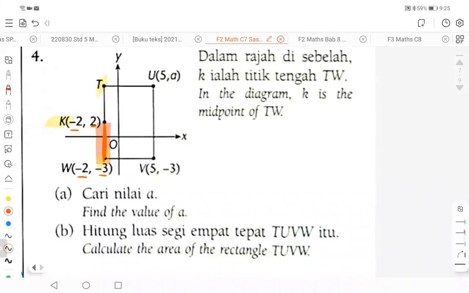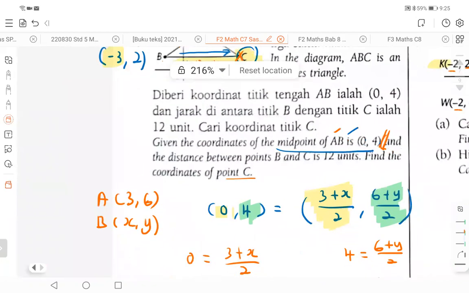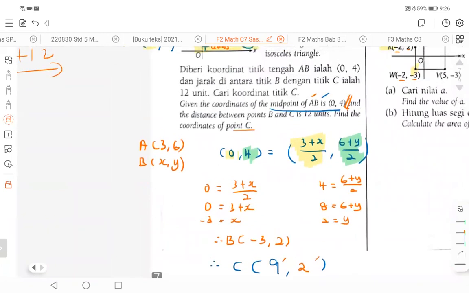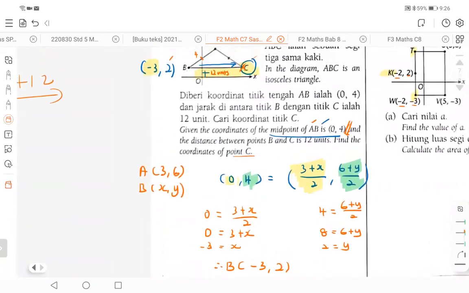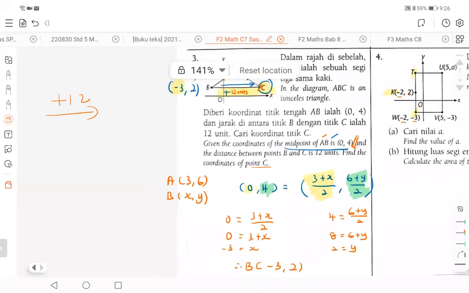Which one, Erwin? I can't get you. In the last question, question 3 here. Then you say you want to add a negative for B. You mean the coordinate of B? Which one? I can't get you.